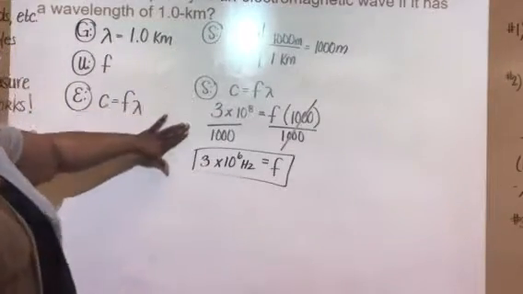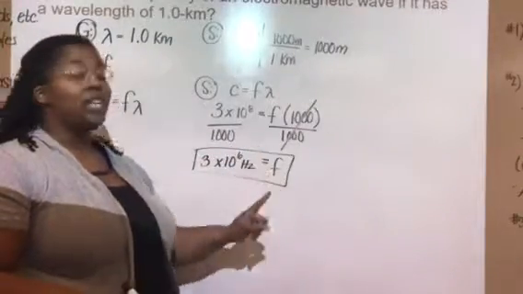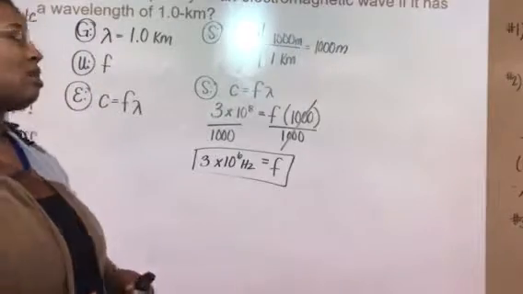Making sure that we've converted everything and paying attention that what needs to cancel out does cancel out will ensure that our calculations are correct.